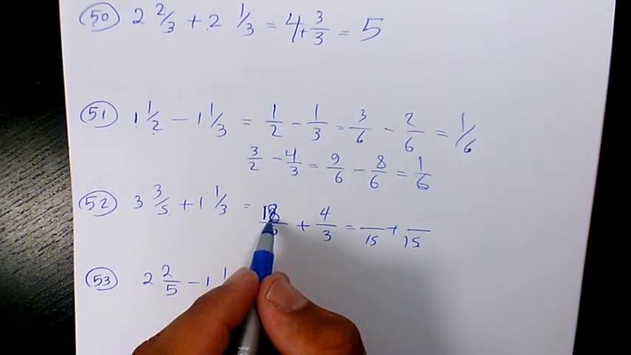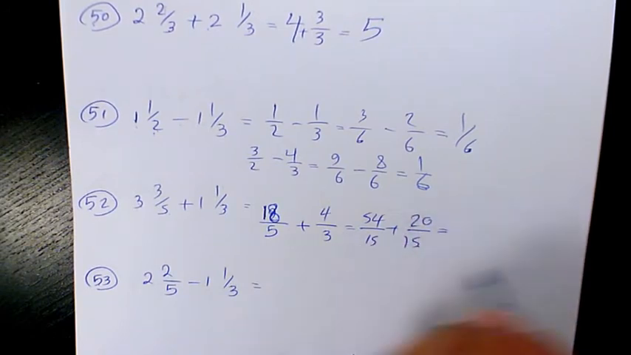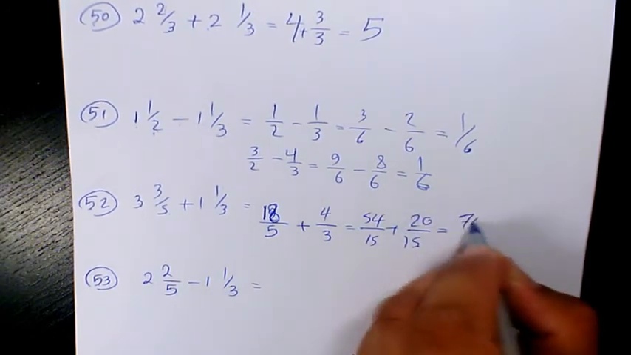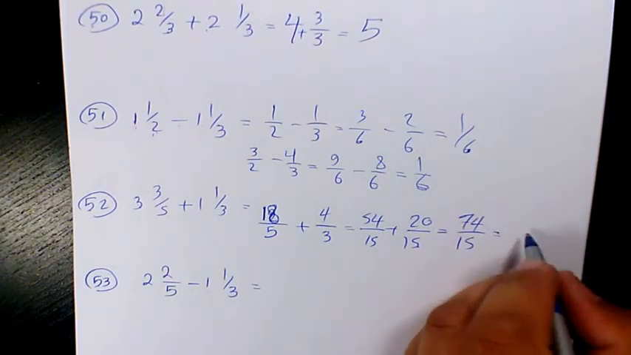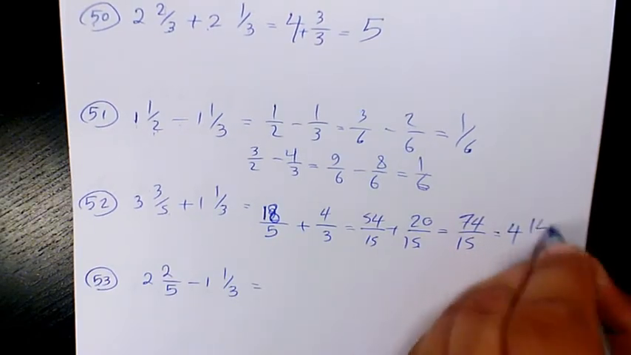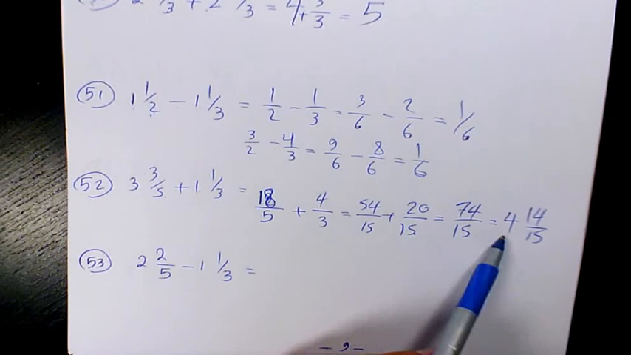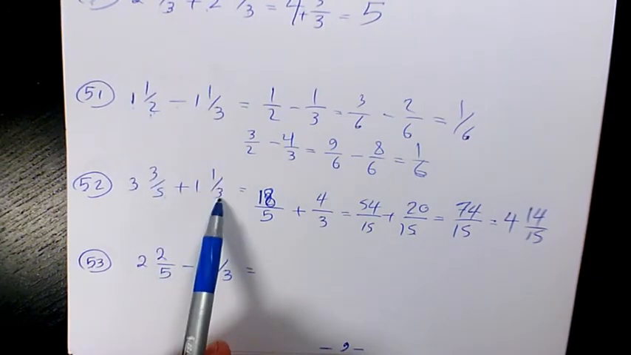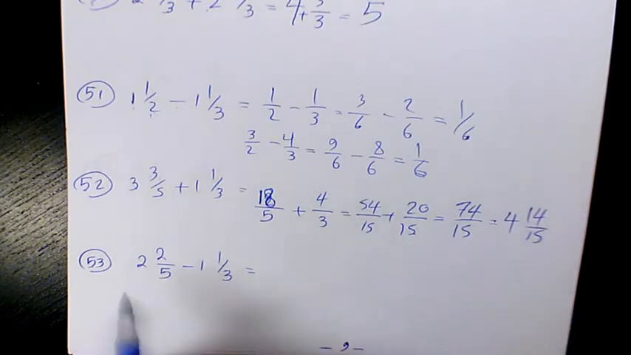18 times 3 is going to be 54. 3 times 5, 4 times 5. So 54 plus 20 is going to be 74 over 15. That's going to be 14 over 15. Which makes sense as well, because 1 plus 3 is going to be 4. 3 over 5 plus 1 over 3 is going to be 9 plus 5, which is going to be 14.